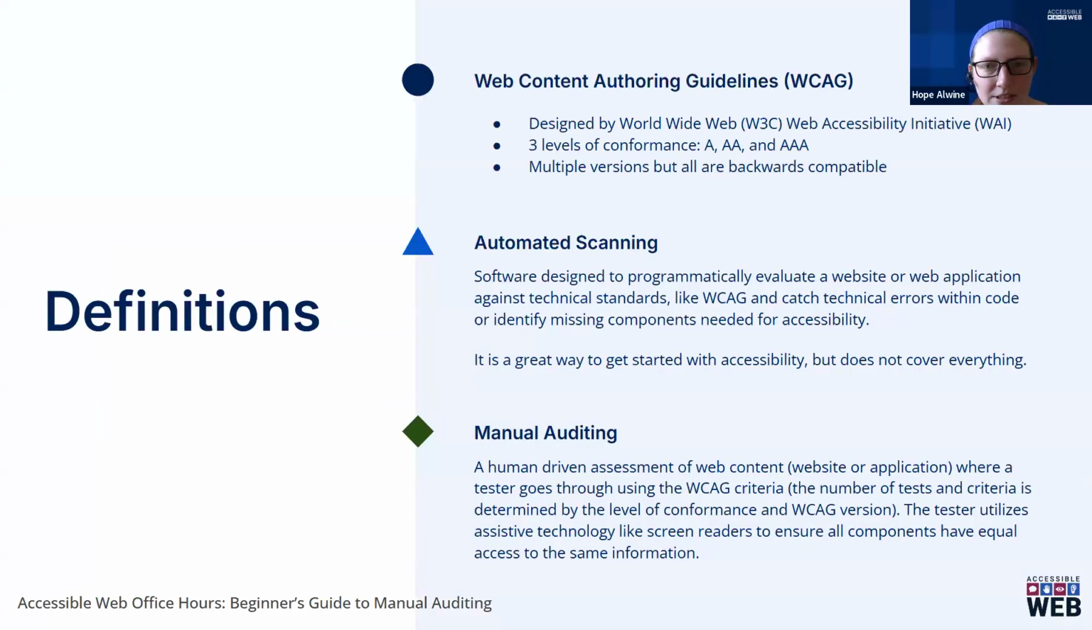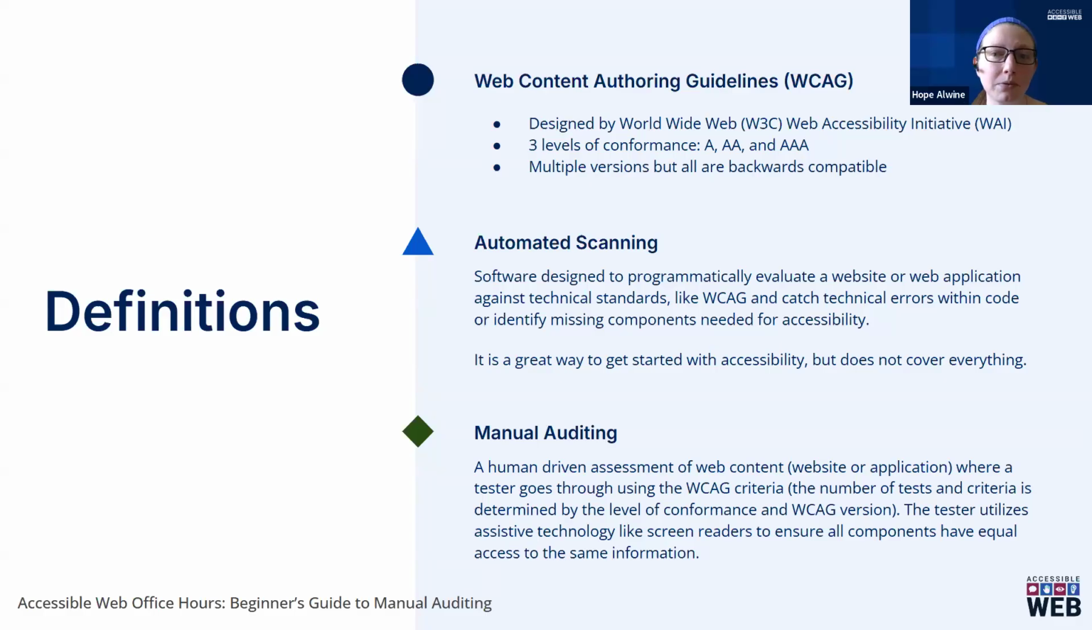So we're going to start with some definitions. So first, what are the guidelines used for both automated scanning and manual audit? Is the Web Content Authoring Guidelines, or WCAG. That is how I pronounce it. That may not be correct, but that is how I pronounce it. And it is designed by the Web Accessibility Initiative, which is a branch of the World Wide Web W3C consortium.